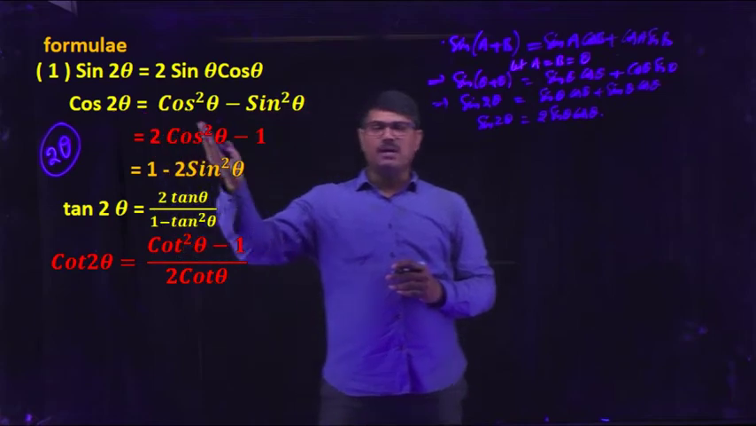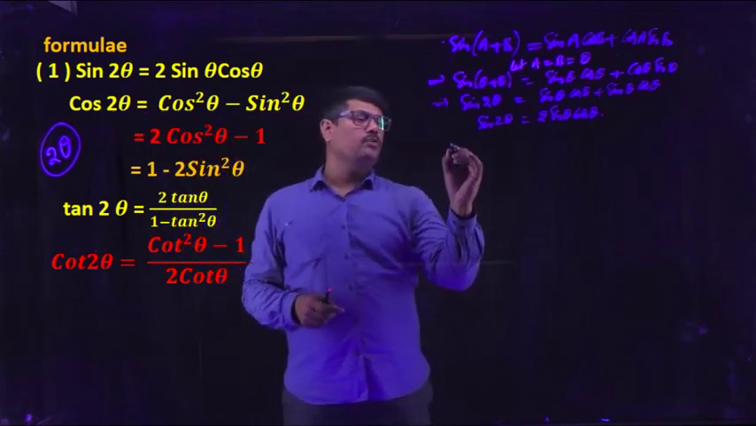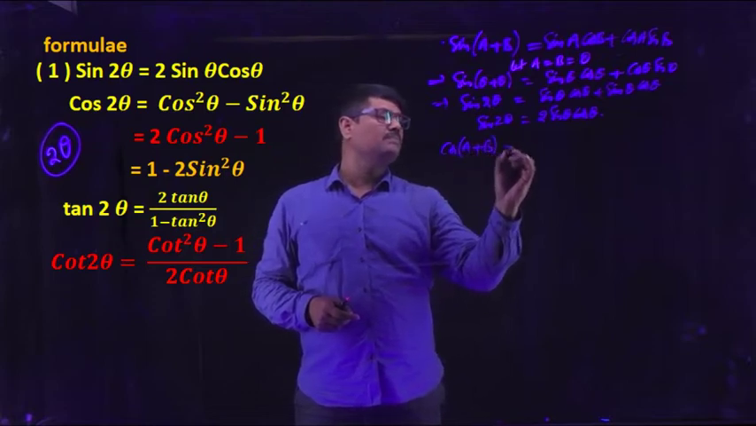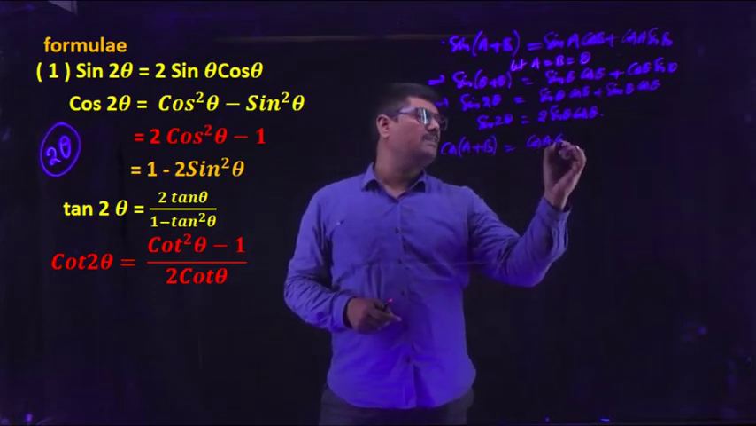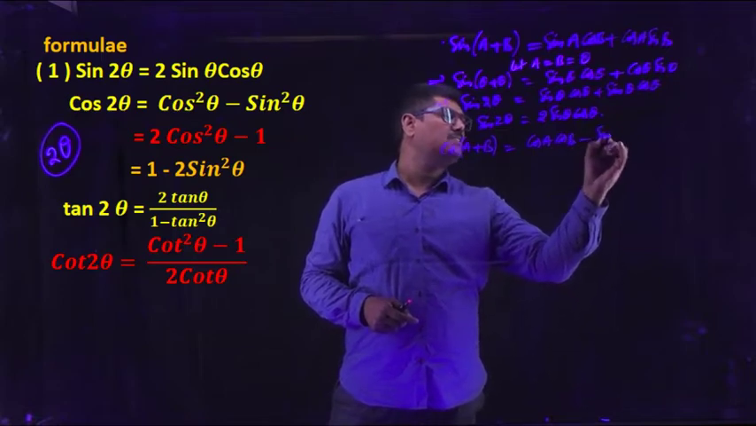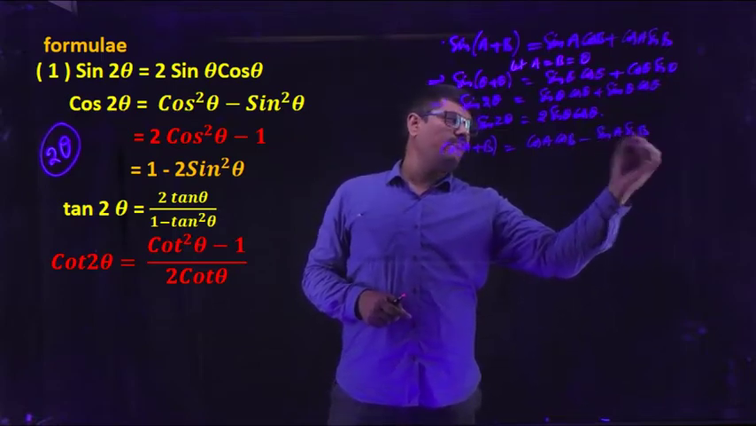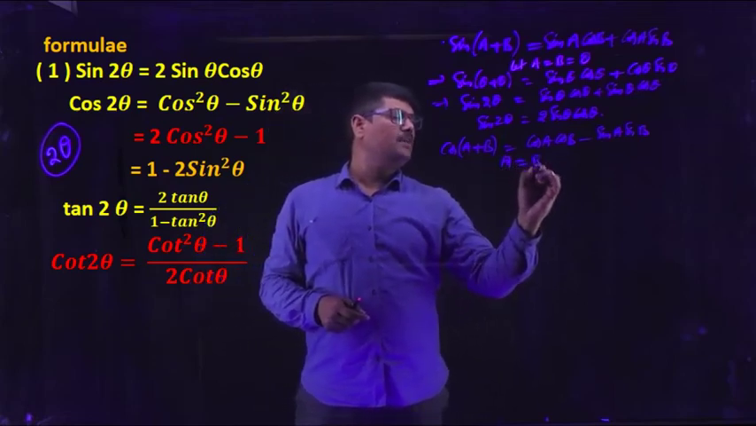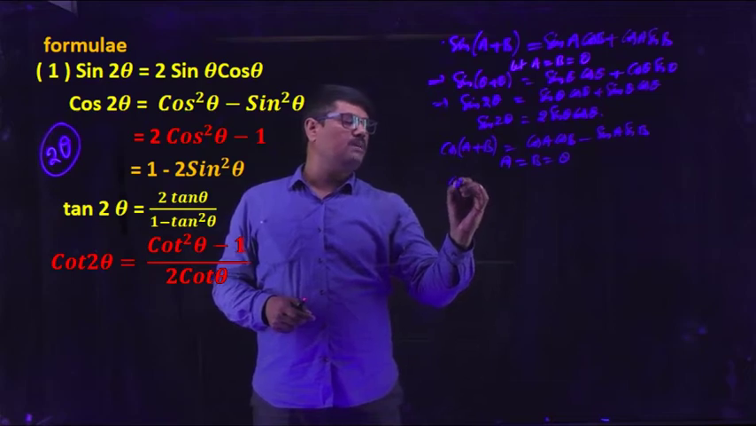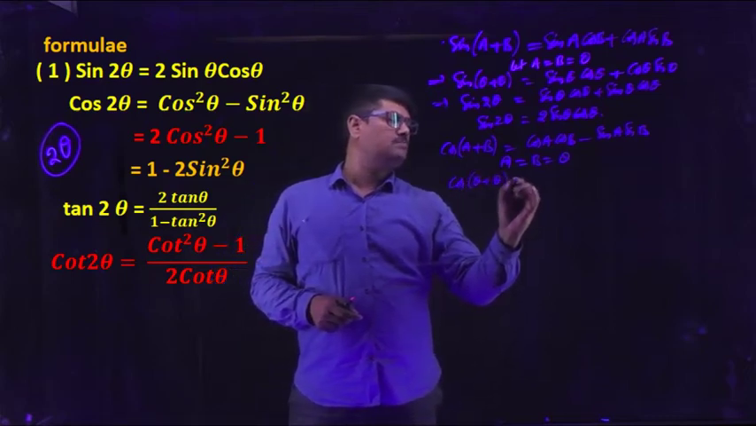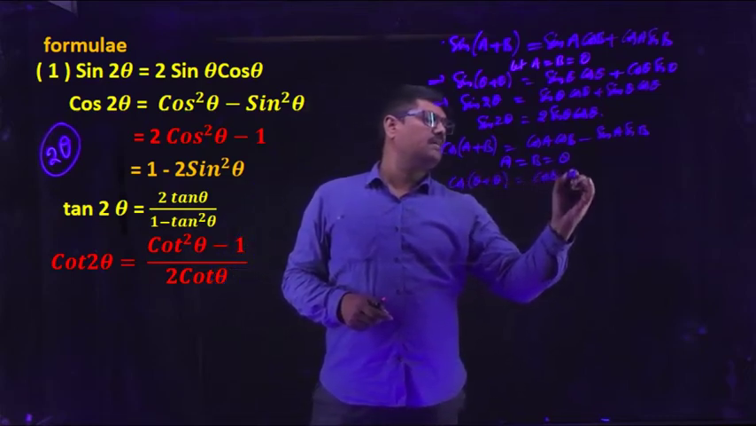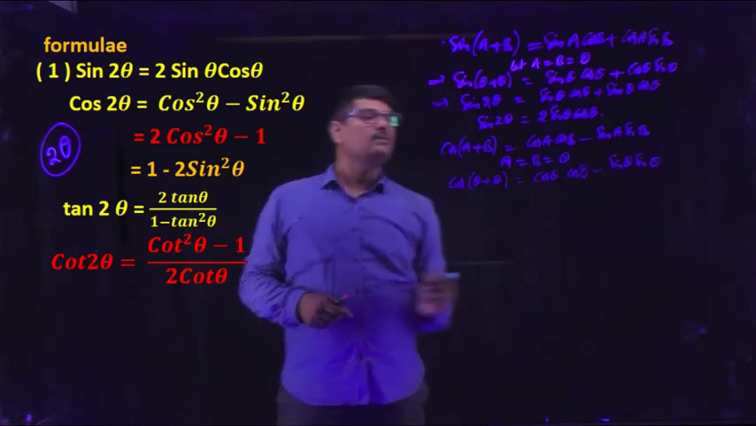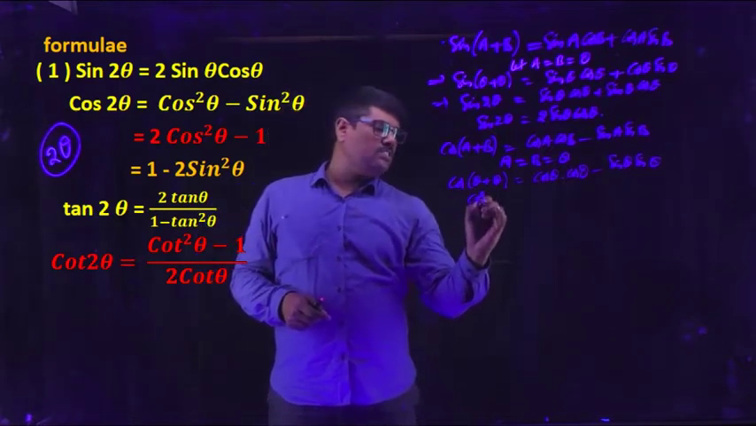To get the formula for cos 2θ, you have to consider cos(A+B). What is the formula of cos(A+B)? It is cos A cos B minus sin A sin B. Now put A equal to B equal to θ again to get cos 2θ. So cos(θ+θ) becomes cos θ into cos θ minus sin θ into sin θ, so it becomes cos 2θ.